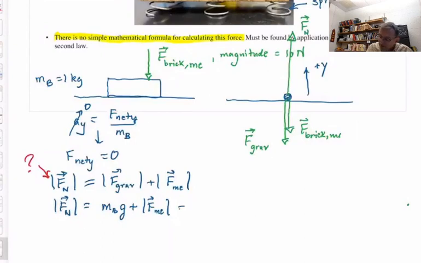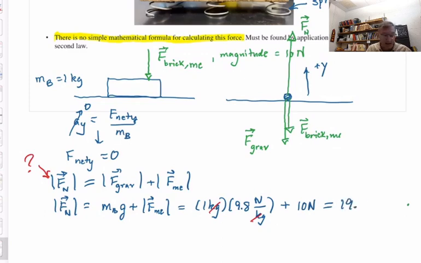So the mass of the brick is 1 kilogram. The gravitational field strength is 9.8 Newton per kilogram. Look at the units. Kilograms cancel. Plus the magnitude of the force from me, which is 10 newtons. So what is this? 9.8 newtons plus 10 newtons is 19.8 newtons up. And that's the normal force on the brick in this situation.